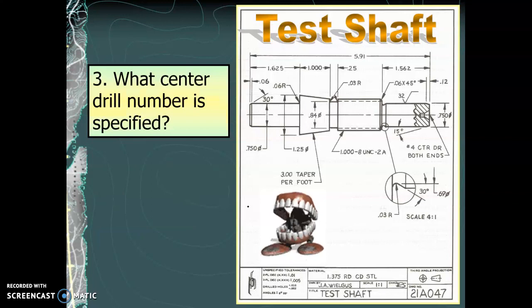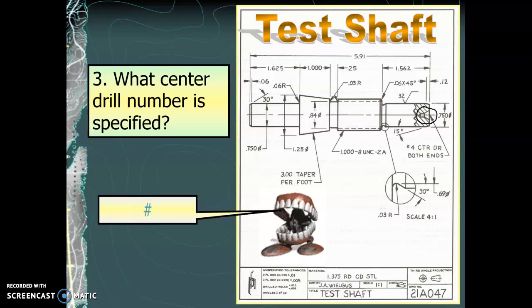What center drill number is specified? So we haven't talked about center drill. Center drills are used when you're putting something onto a lathe, when you're turning it on a lathe. And so that's what the center drill is. And we can see here from the specification, it's a number 4 center drill on both ends. So that answers number 4.